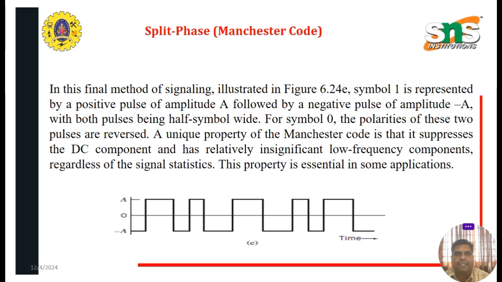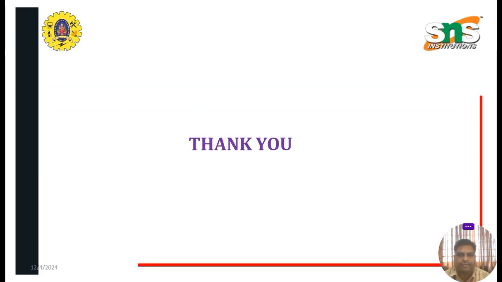The next and final method is the Manchester code, or split phase method. In this method, symbol 1 is represented by a positive pulse of amplitude A followed by a negative pulse of minus A, with both pulses being half symbol wide. For symbol 0, the polarity of these two pulses is reversed. A unique property of the Manchester code is that it suppresses the DC component and has relatively insignificant low frequency components regardless of the signal statistics. This property is essential in some applications.